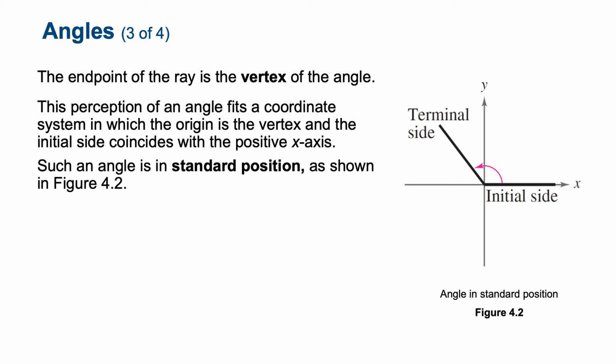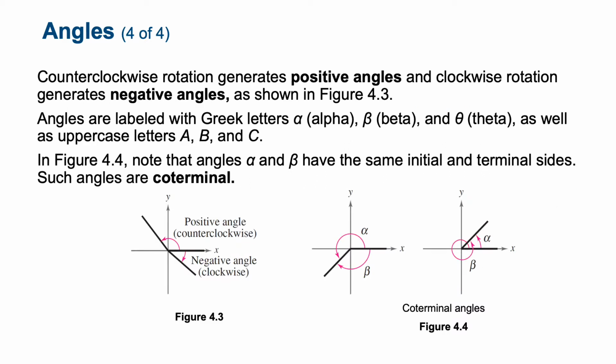If we do this, we can actually measure the degrees. So this angle, where the initial side is on x and the terminal side is just somewhere on the coordinate plane, is called standard position. The way that we measure the angle is counterclockwise. So we start with the initial side on the x-axis and we go counterclockwise for a positive angle, and then clockwise rotation generates negative angles. So if you have your starting place here on x and you go downward, that's a negative angle, clockwise.